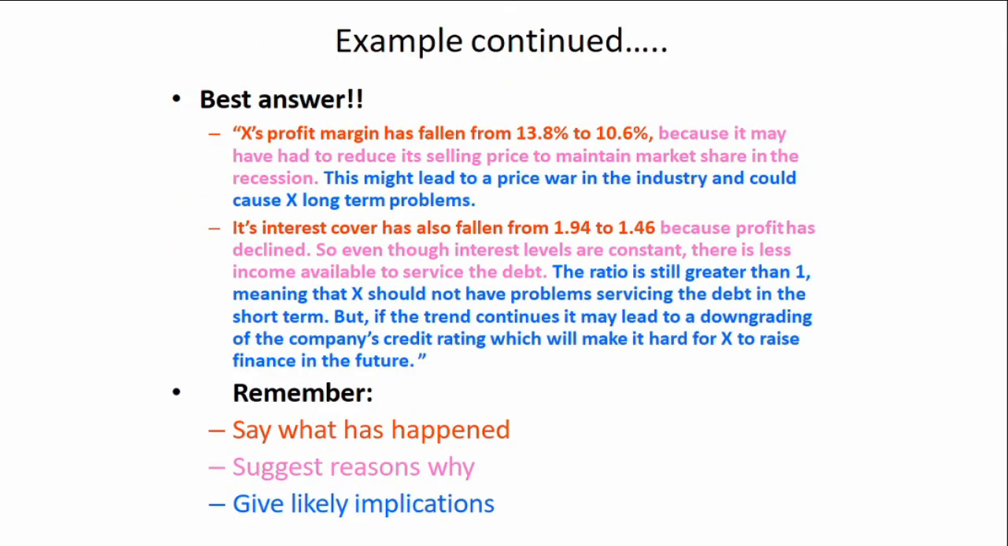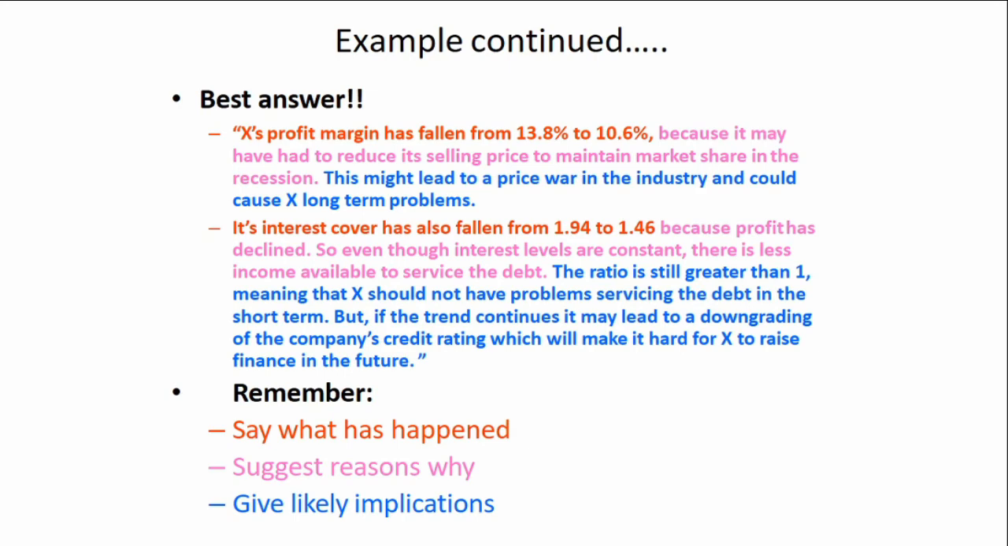So the best answer would be to say X's profit margin has fallen from 13.8% to 10.6% because it may have had to reduce its selling price to maintain market share in the recession. So here we have said what has happened and why it is likely to have happened. But then we go on and say what the likely implications of this could be in the future. So this might lead to a price war in the industry and it could cause X long-term problems. So as you can see from this answer, this is a full answer. If we use the steps in the model, it will lead to a deep analysis, which will ensure you get maximum marks and you get the full picture of the company.